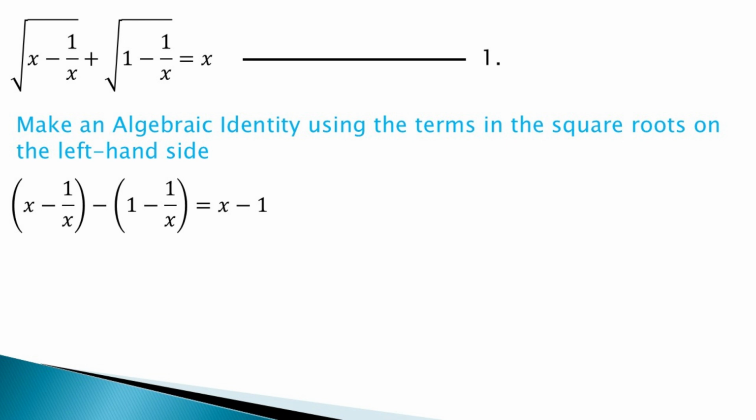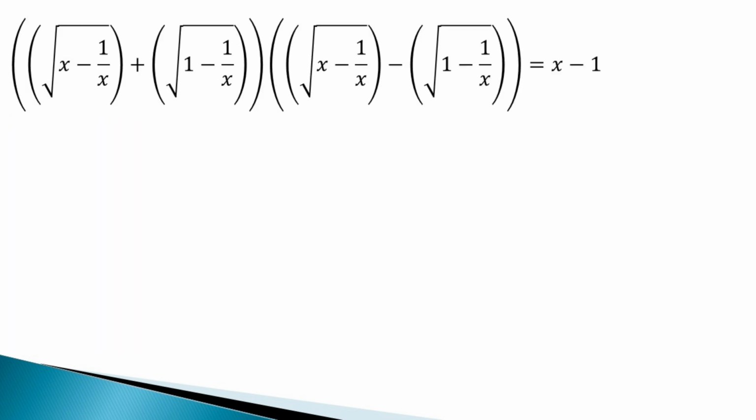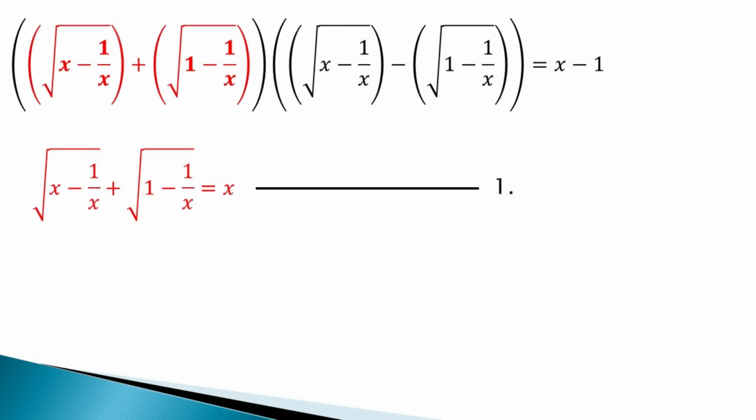Now the left hand side of this identity can be represented as root of the first term whole square minus root of the second term whole square is equal to x minus 1. Again, the left hand side can be factored using the difference of squares formula, and the identity can be expressed as root x minus 1 by x plus root 1 minus 1 by x, multiplied by the difference of these two terms. Now it can be noticed that the first factor on the left hand side of the identity is the same as the left hand side of the original equation, that is equation 1.